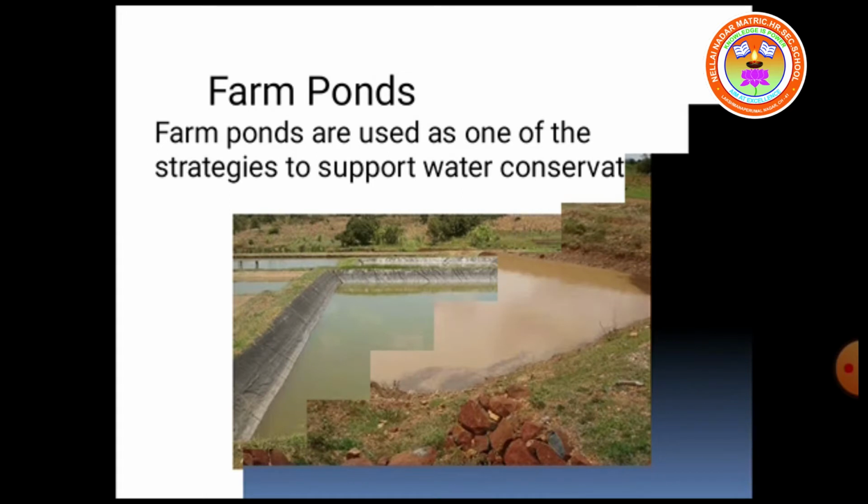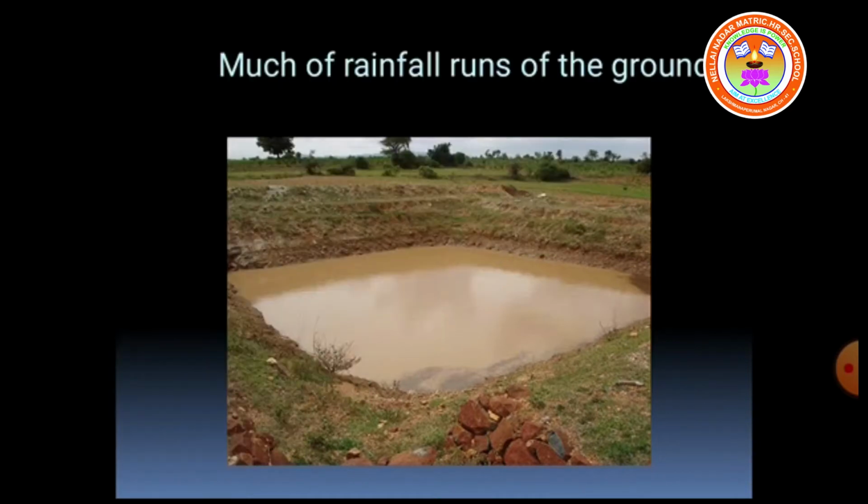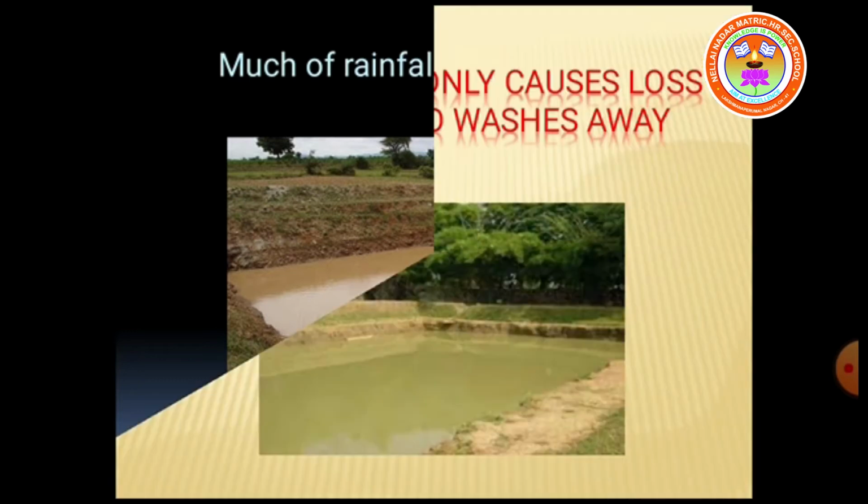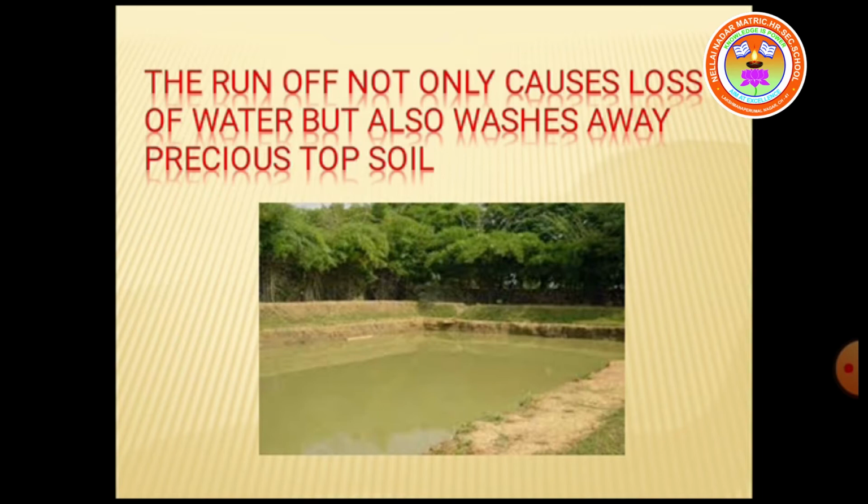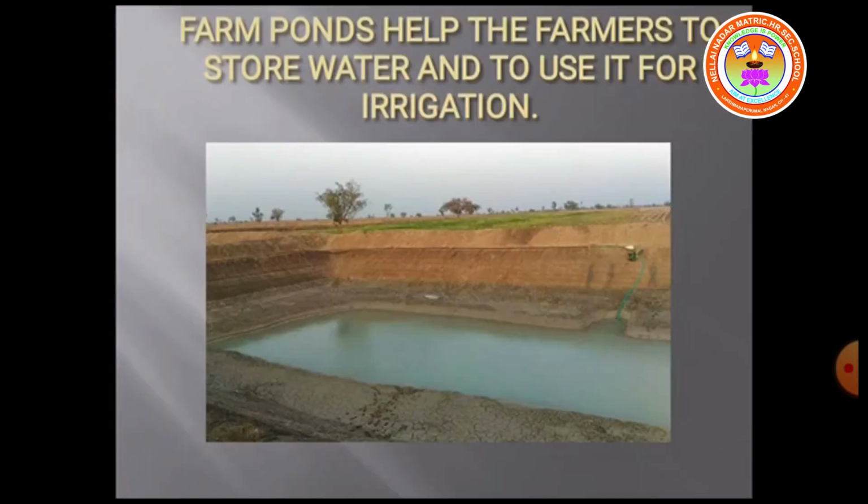So farm ponds help us to conserve the water for the cultivation of plants in the field, in agriculture. The role of farm ponds is very important. Farm ponds help the farmer to store water, and it is useful for irrigation.